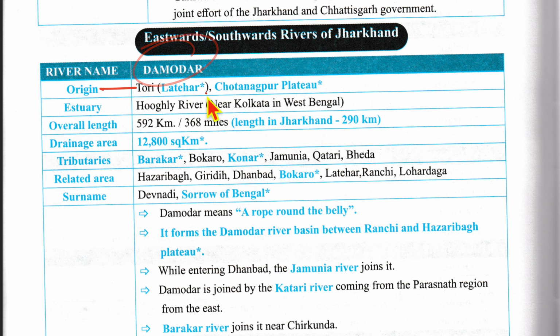Now eastward and southward rivers of Jharkhand. Damodar River, origin is in Tori in Latehar in the Chota Nagpur Plateau. It forms a tributary of Hooghly River, which it meets near Kolkata in West Bengal. Overall length is 592 kilometers. Length in Jharkhand is 290 kilometers. Drainage area is approximately 12,800 square kilometers. Its tributaries are Barakar River, which it meets in Bokaro, Konar River, Jamunia, Katari and Bedha. Related areas are Hazaribagh, Giridih, Dhanbad, Bokaro, Latehar, Ranchi and Lodhakka.